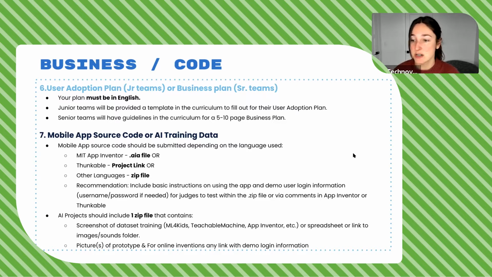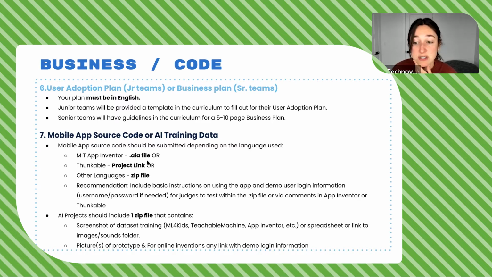The recommendation here is actually that you include basic instructions on using the app and demo user login information for judges to just test it and keep that within the zip file or the comments if you have a .aia or project link for MIT App Inventor and Thunkable. That'll just help any judges that want to test your app or your project out.